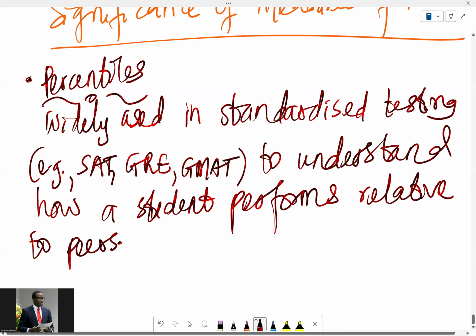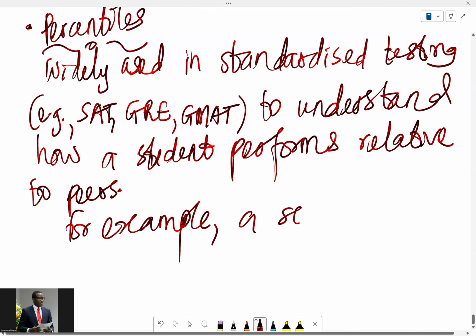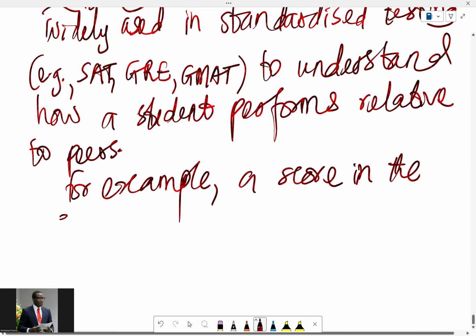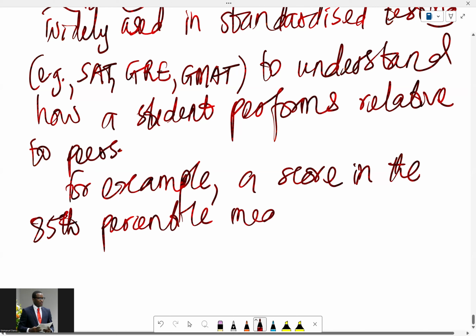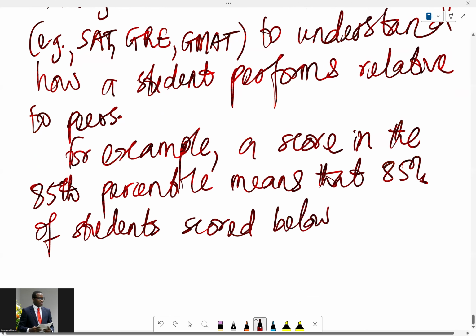So when you get your result from this kind of exam, they tell you your percentile. So if you're in the 80th percentile, for instance, it means that you have done better than 80% of everybody who wrote the exam. Okay. So we say, for example, a score in the 85th percentile means that 85% of students scored below that score.